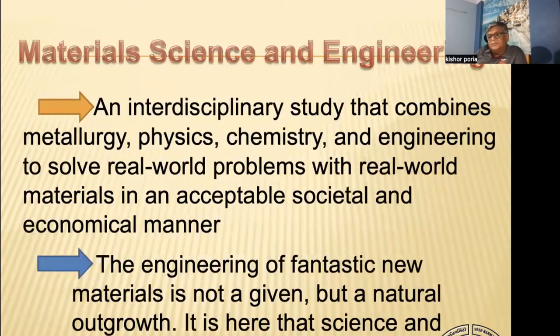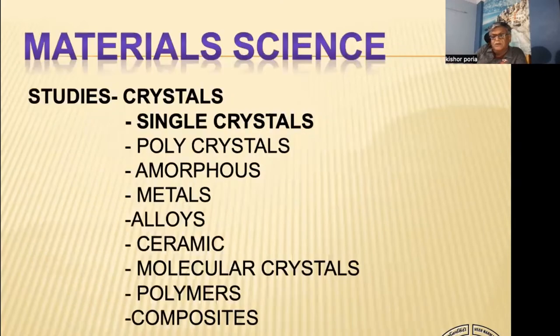So material science is an interdisciplinary study that combines metallurgy, physics, chemistry, and engineering to solve real world problems with real world material in an acceptable societal and economical manner. The engineering of a fantastic new material is not a given, but a natural outgrowth. It is here that science and engineering almost touch. Whatever desired property we are interested in availing from the material, we can synthesize the material and avail such a structure and property by using the basic laws of material science.